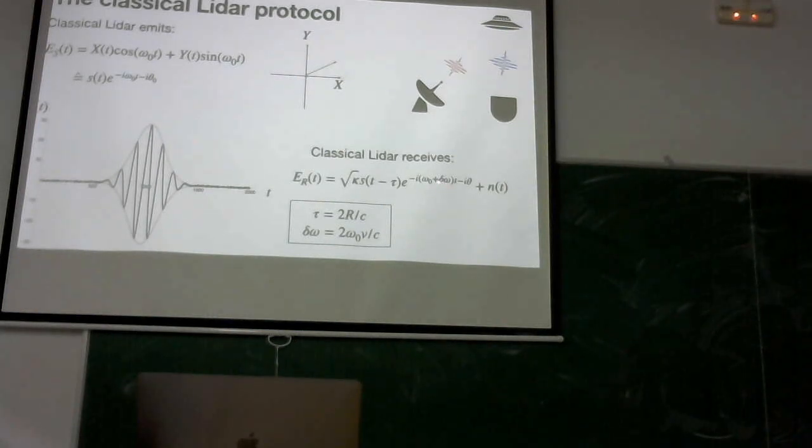And then we also have some frequency shift here, which is due to the Doppler effect. So if the target is moving, then the frequency of the signal will be shifted, and this frequency shift is proportional to the velocity. And in general, we also will have some little noise. This is just described by some function n of t. It's like a random function, but for now it's not so important. But this kind of description is what you would literally see in the classical LIDAR literature.